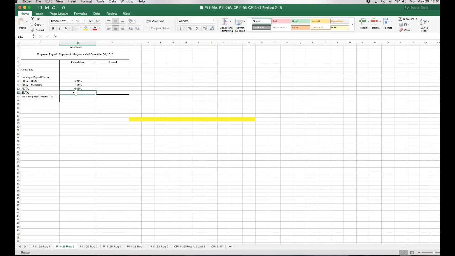The state is a little bit higher in terms of the percentage. It's 5.4% of the $7,000. You're going to put those amounts that you calculate here, and then your total employer payroll tax listed there.